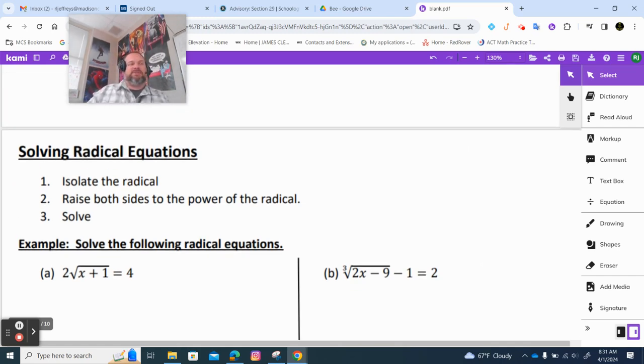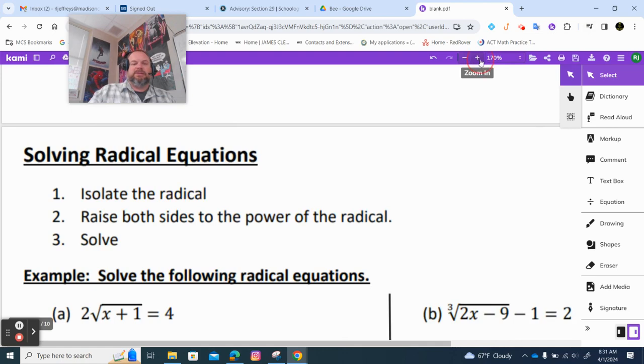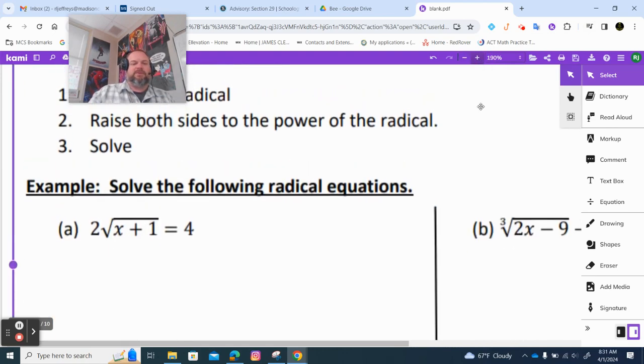Here are your steps to solve radical equations. You have to isolate the radical. When I say isolate the radical, it's the radical sign and everything up underneath it. Raise both sides to the power of the radical and then solve. So let's zoom in here and really focus in.